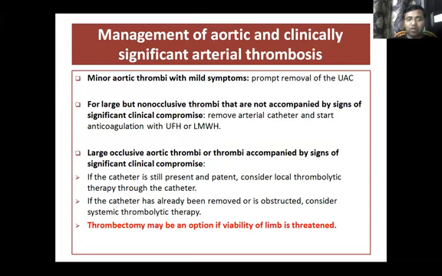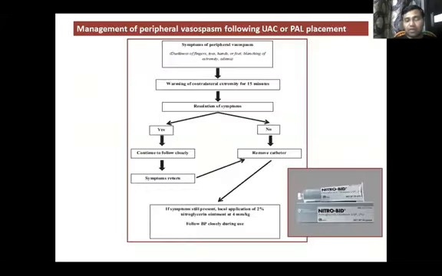try local thrombolytic therapy through the catheter. If the catheter has already been removed or is obstructed, consider systemic thrombolytic therapy. If both have failed and there is already compromise of the limb, then thrombectomy may be tried.